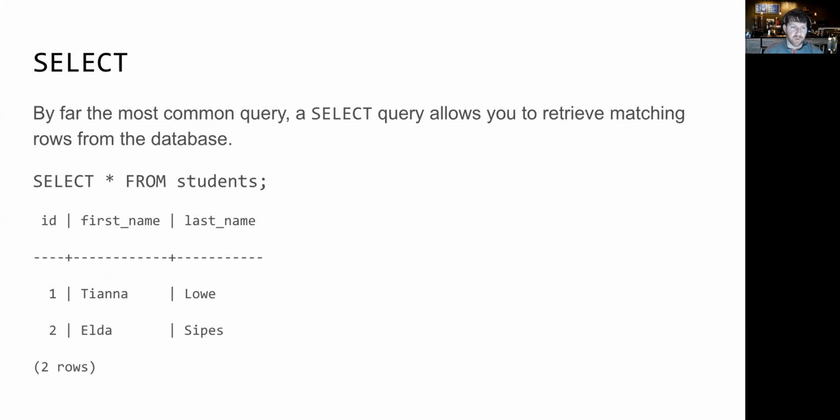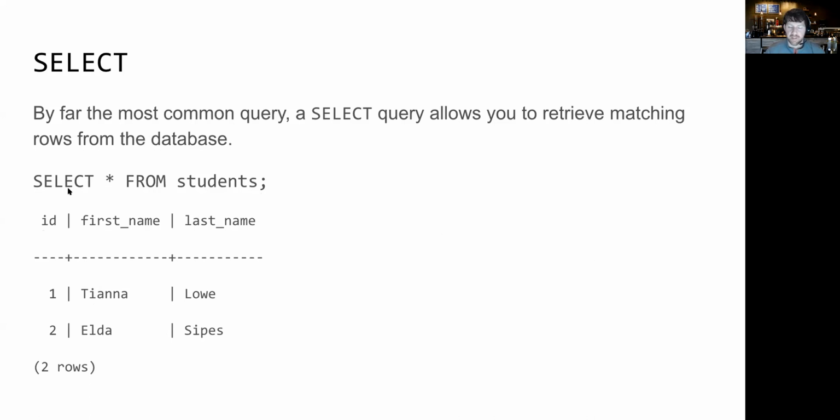So here's an example of the select keyword. Right here, you'll say select star. This star means select everything from the students table and return it. So if we do select star from students in our existing students table, it's going to return Tiana, Lo, with their IDs. So it's going to return those two rows.